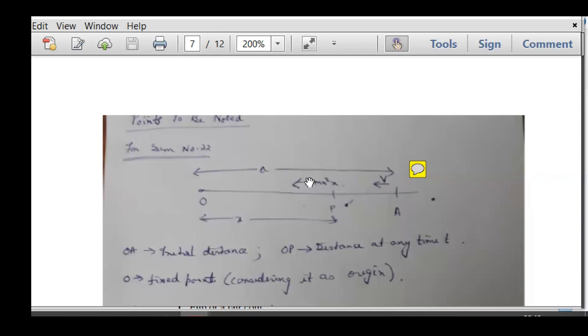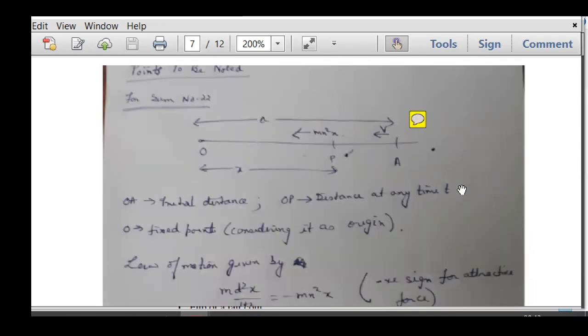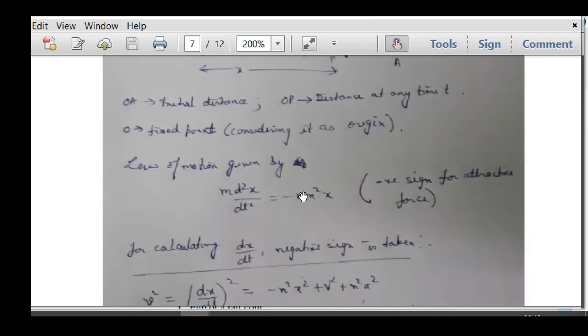And mn square x, you have to show the external force. Please do not forget to show it. And capital V is the projection velocity. So all these things we have to mention before you start writing the equation of motion. The law of motion is given by this. Negative sign is for the attractive force. As I said, you have to justify why you are putting the negative sign. If you just put a negative sign without any justification, it will obviously result in a reduction of marks.